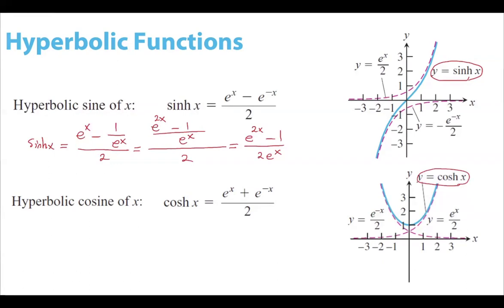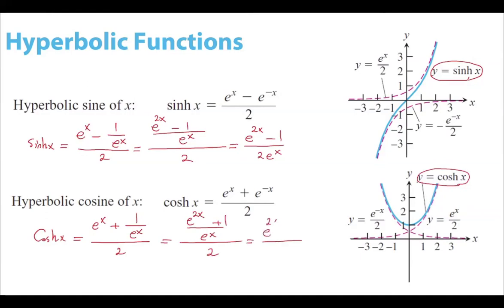You can do the same algebra for hyperbolic cosine. Hyperbolic cosine x, which is officially defined as e to the x plus e to power negative x, can be written as e to the x plus 1 over e to power x, then you divide it by 2. On the numerator, take the common denominator, which is e to the x. And when you multiply e to the x by e to the x, you get e to power 2x plus 1 divided by 2, which in turn can be written as e to 2x plus 1 divided by 2 e to x. So these formulas are all equivalent to each other.